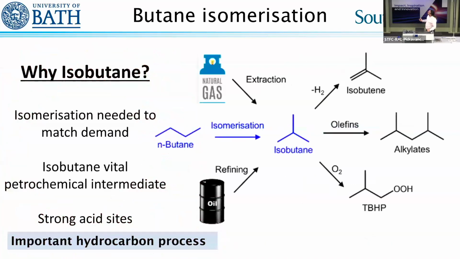The chemical reaction we were looking at is butane isomerization. This is a very important reaction because the amount of isobutane we get from natural gas and from refining oil is not enough. So we have to then isomerize some of the leftover n-butane to get isobutane. And this is a vital petrochemical intermediate. It's important for forming isobutane, alkylates, oxidants like TBHP, and it requires very strong acid sites. As you can tell, this work wasn't sponsored by a small sustainable SME. It's very much petrochemical here, which still is very useful and will still be useful for the next 50 years, I'm afraid.